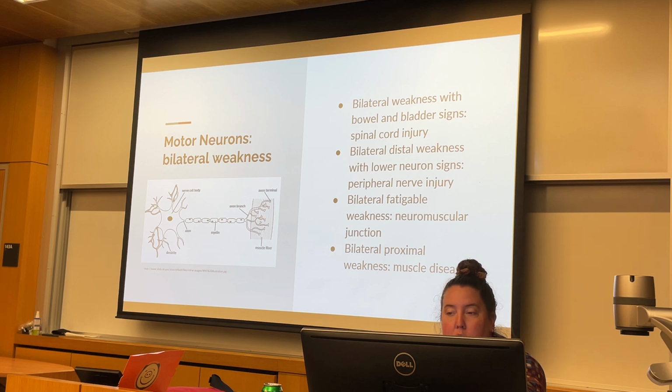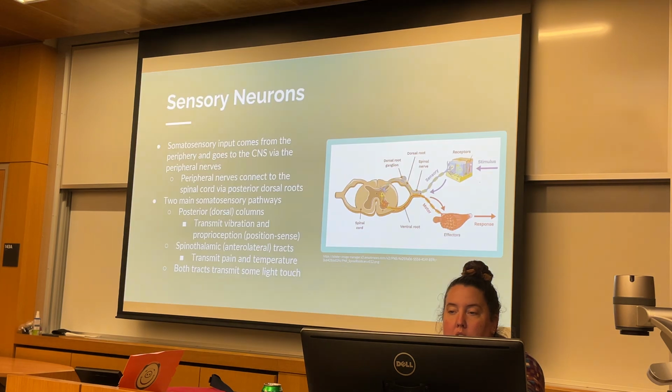So I will ask you about bilateral weakness and name one of these four things, and you need to tell me where that takes place. Okay? These are important paths to be aware of. So if I ask you about an issue with vibration and proprioception, you need to know that that takes place in the posterior columns. And if I ask you about pain or temperature, you need to know that that is the spinothalamic tract.